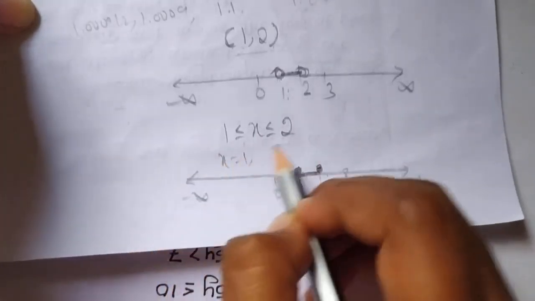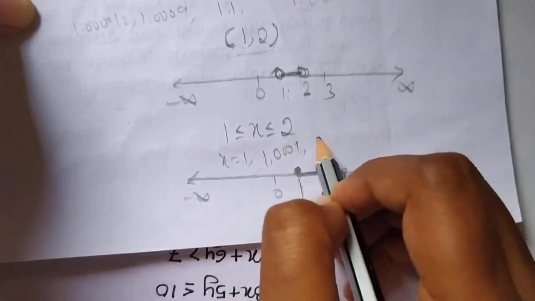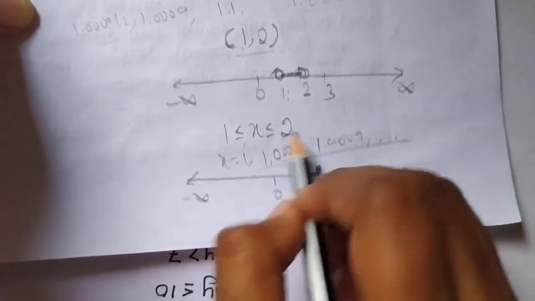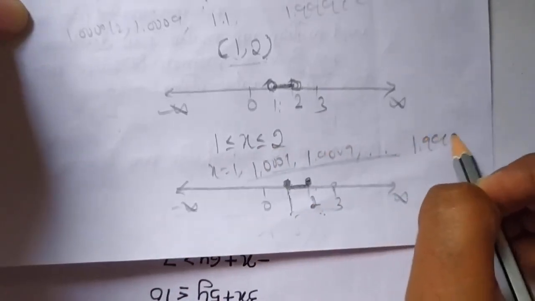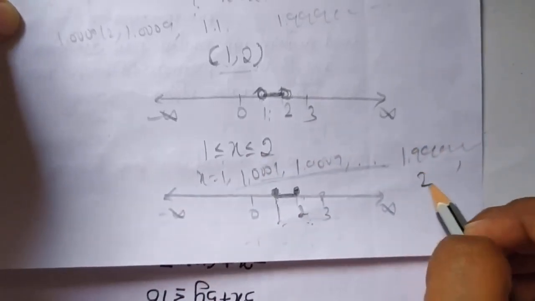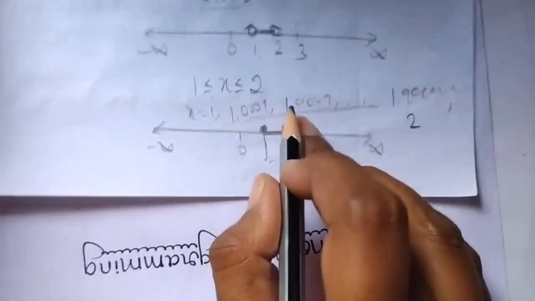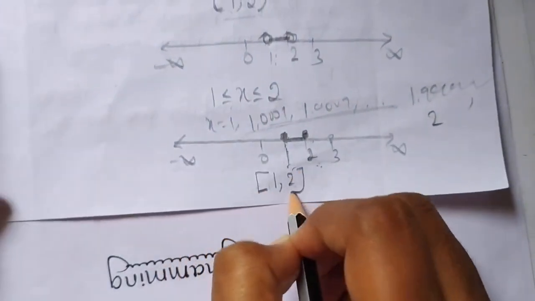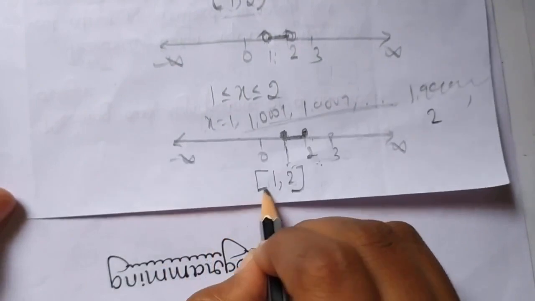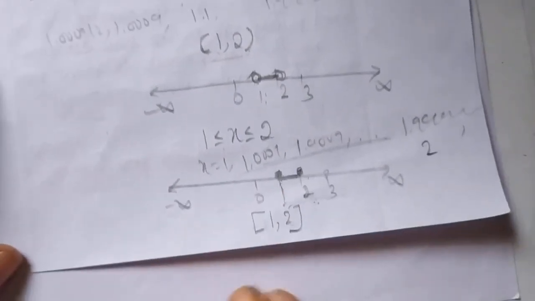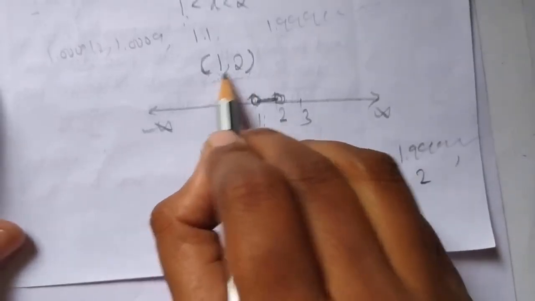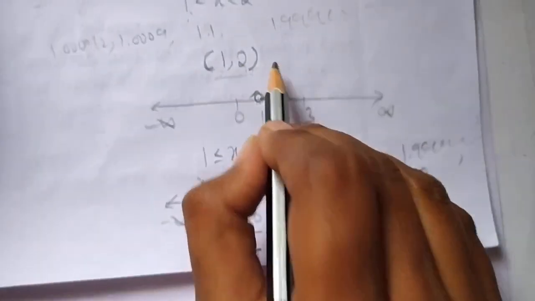X can take the value 1, 1.001, 1.0009 and so on, many real numbers lying between 1 and 2 up to 1.99999, and it can even take 2. So, we represent this as square bracket 1 comma 2. We read it as closed interval 1 comma 2. 1 and 2 are also included. Here this is an open interval, 1 and 2 are not included.